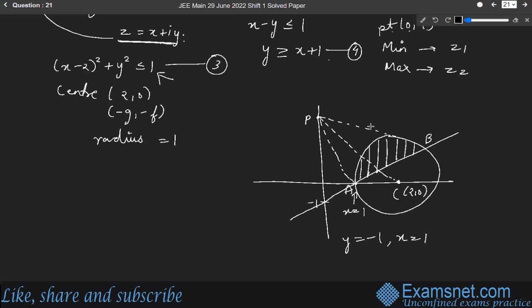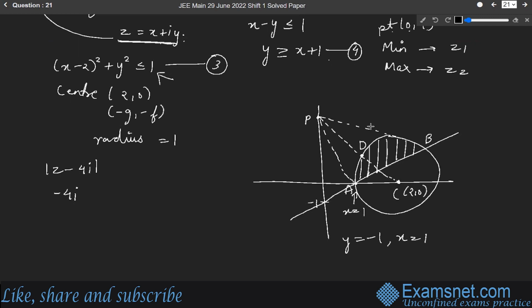area. Now we want the maximum value of mod of z minus 4i, where z is in the given region. And what is z minus 4i here? Z minus 4i means the distance of z from the point (0, 4), when it is maximum and minimum. In simple words, we have to find the minimum distance and maximum distance from the point (0, 4).